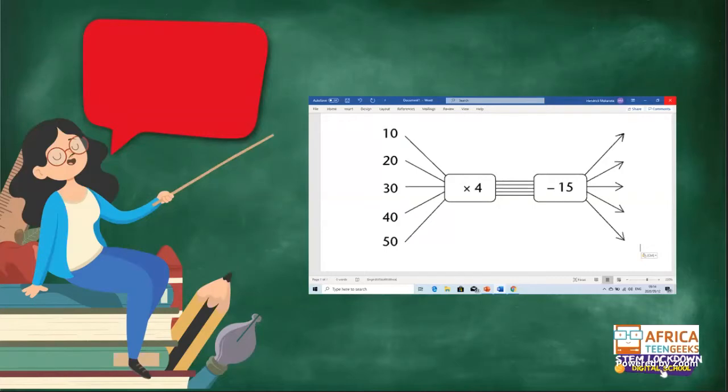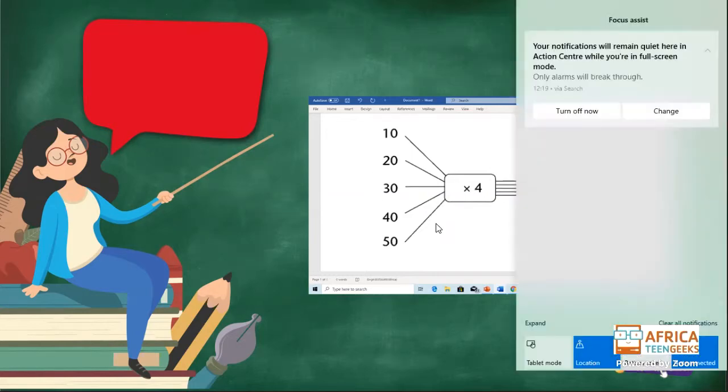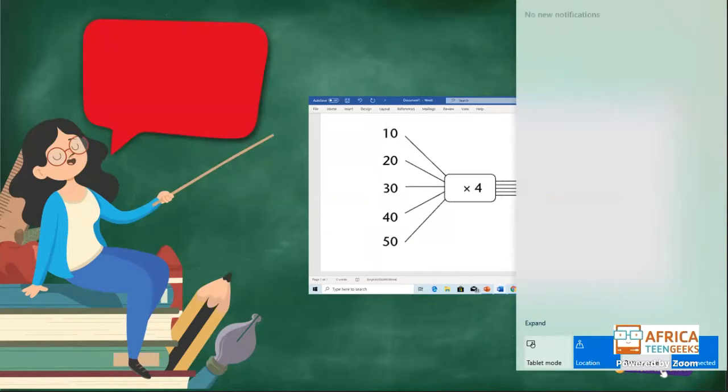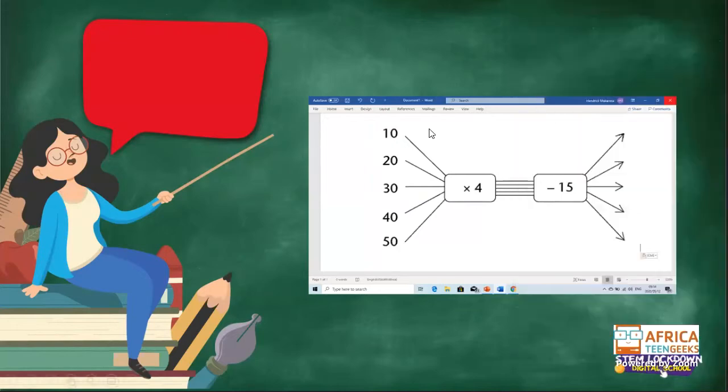Sir, the answer is 25. You get 25? Devang, how did you find 25? Sir, because 10 times 4 is 40 minus 15 is 25. Exactly. So 10 times 4 is 40, and 40 minus 15 is 25.